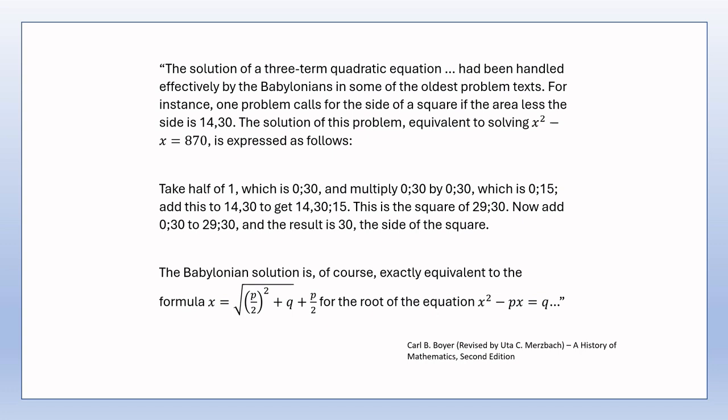The Babylonian solution is of course exactly equivalent to the formula x equals the square root of (p/2) squared plus q, plus p/2, for the root of the equation x squared minus px equals q. Note that the numbers quoted in this passage are expressed in base 60, or sexagesimal, which is the base that the Babylonians apparently tended to use to express numbers rather than base 10, in which numbers are more often than not expressed in modern mathematics, but I won't go into any more detail here with this.